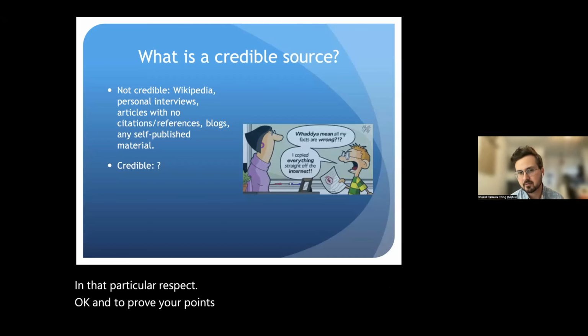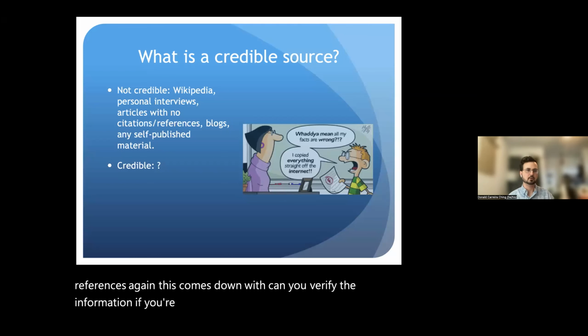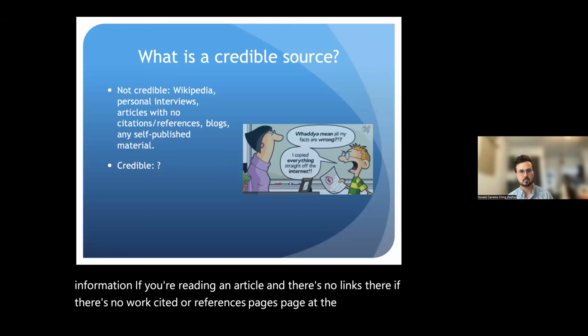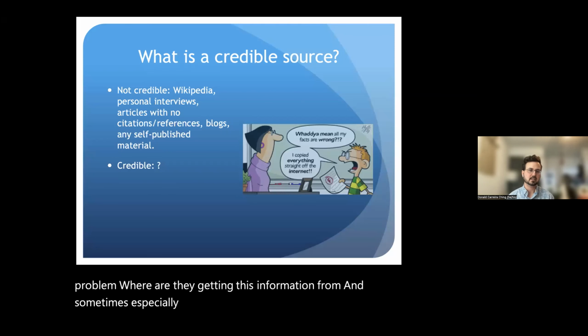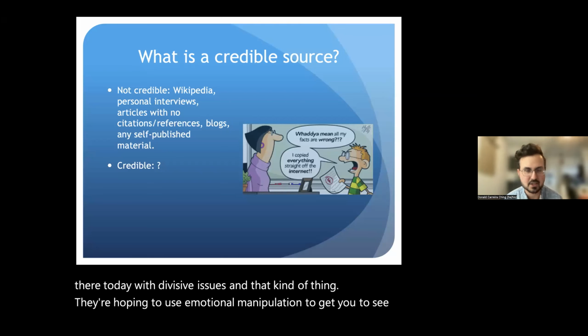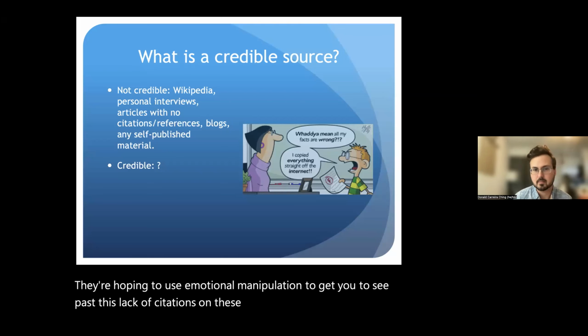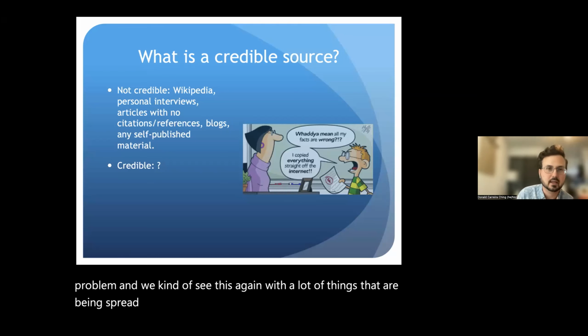Articles with no citations or references. Again, this comes down to, can you verify the information? If you're reading an article and there's no links there, if there's no works cited or references page at the end, that's a problem. Where are they getting this information from? And sometimes, especially with some of the articles that we see out there today with divisive issues, they're hoping to use emotional manipulation to get you to see past this lack of citations or references, and that becomes a problem. And we see this again with a lot of things that are being spread on social media. Personal blogs as well, a problem.